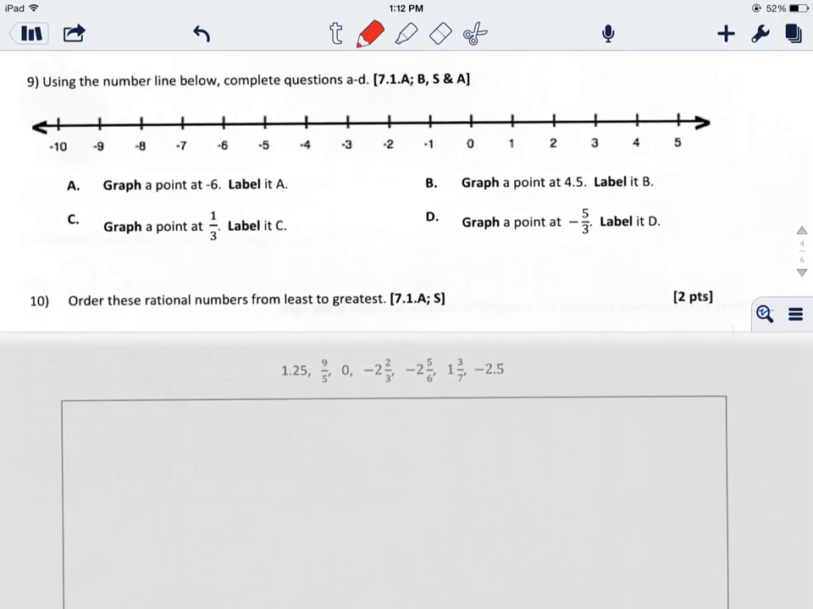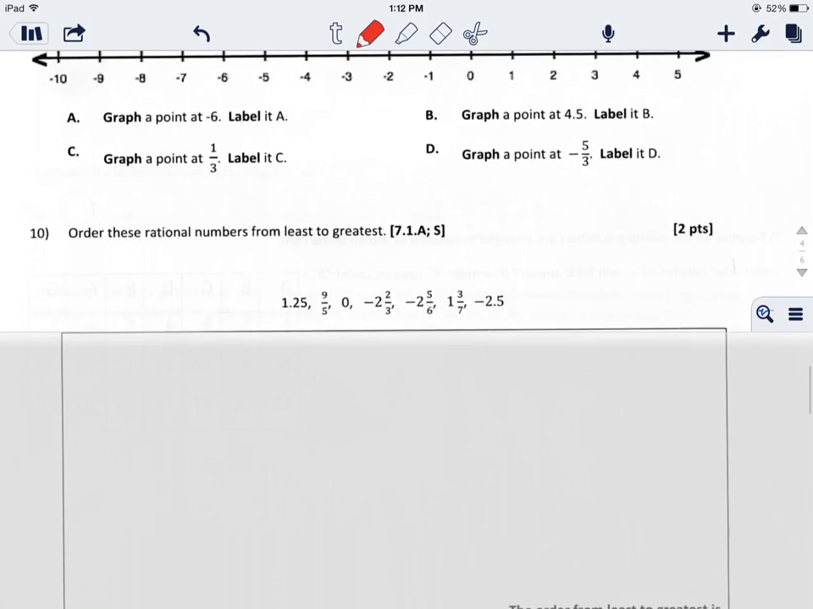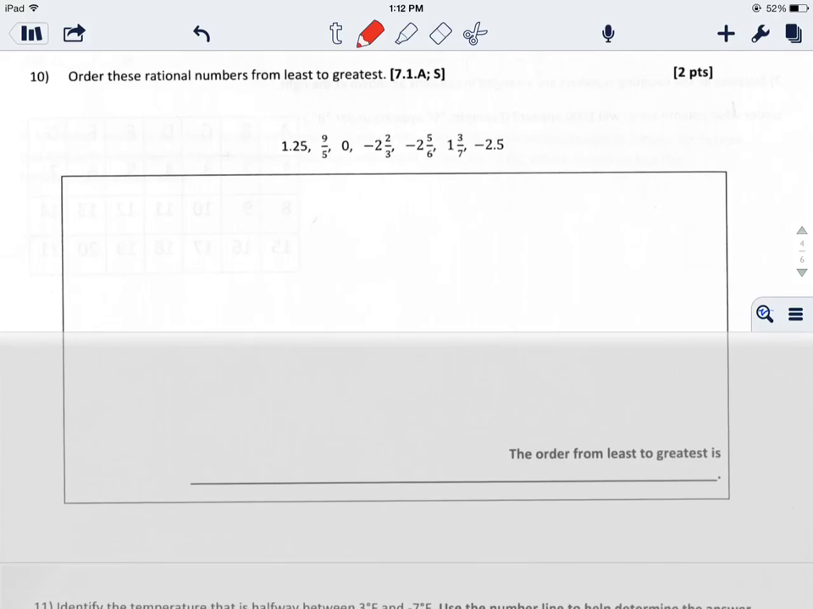This one is pretty straightforward. We can work this out in class if you need to. Let's move on to number 10. This one is worth going over.